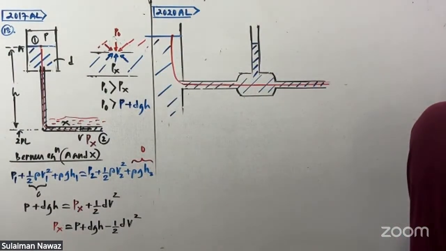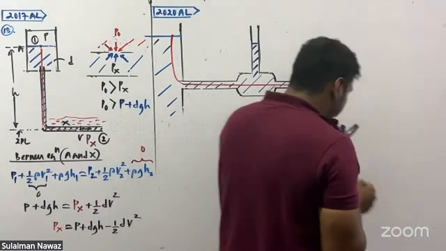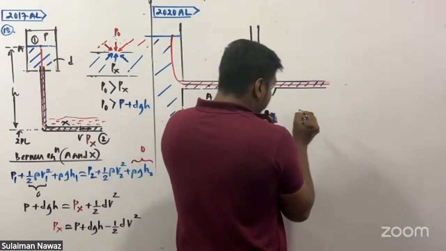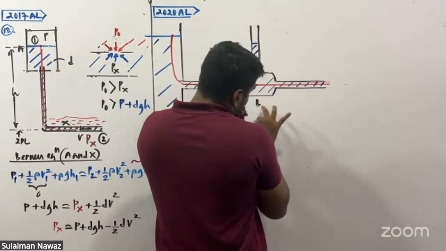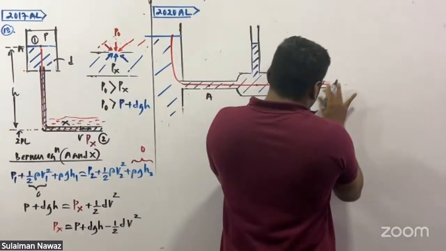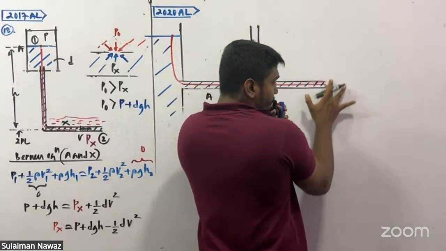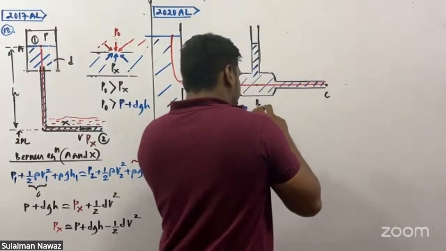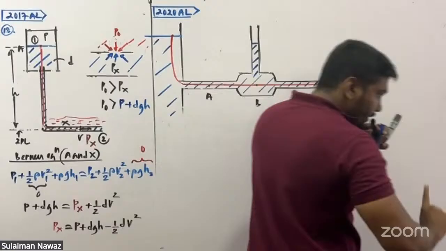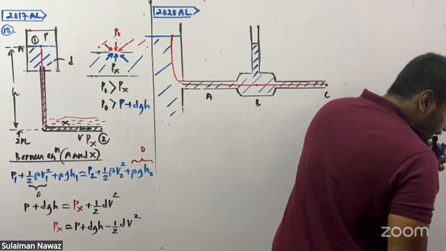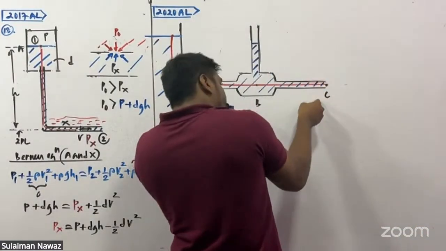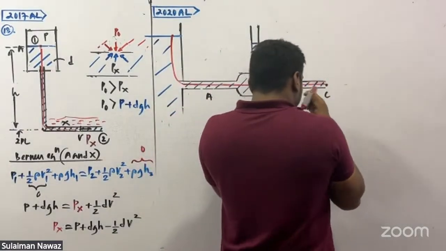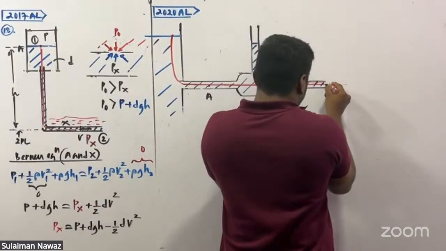So point A is somewhere here. Point B is somewhere here. Point C is open to the atmosphere. Have they given it's water? Yes, it's water. So the velocity of the water leaving at point C is going to be capital V.